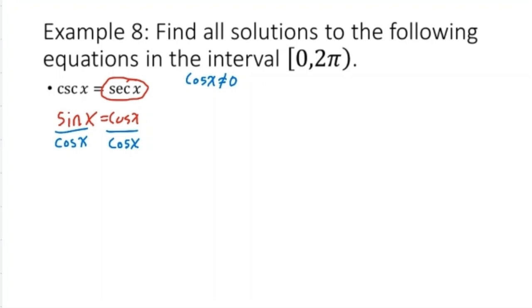My left-hand side becomes tangent x. My right-hand side is 1. So now we need to solve the equation tangent x equals 1. Going to our unit circle, we know one angle is pi over 4, and since tangent has a period of pi, we're adding pi n.